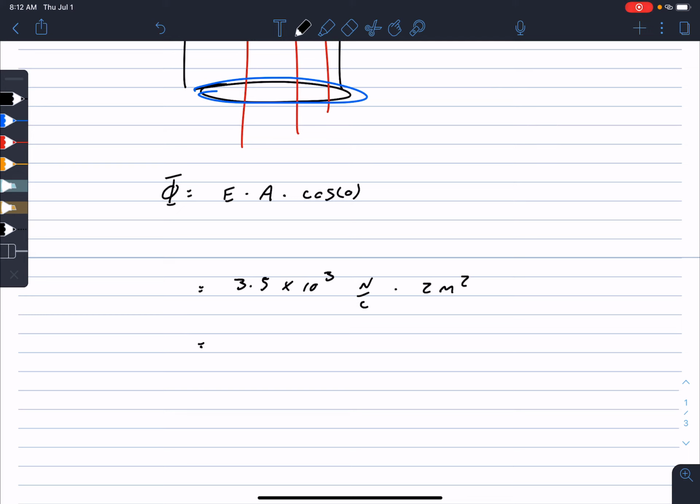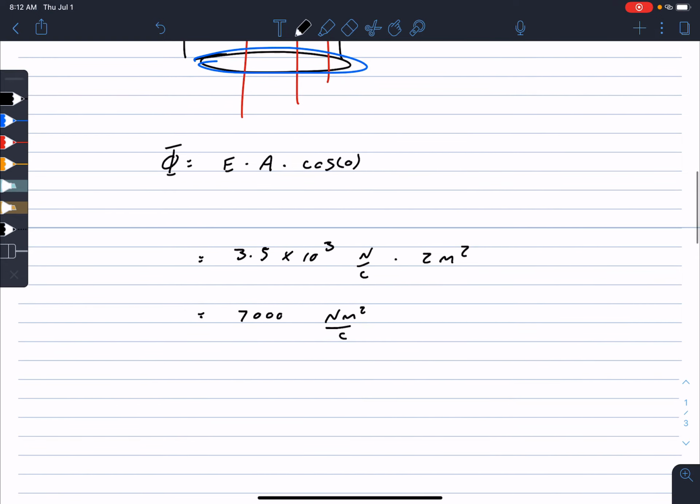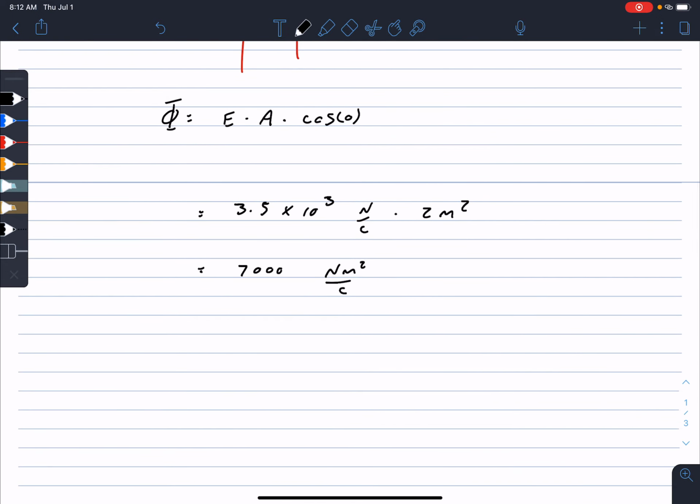And let's see, plug that in. What do we get? 3.5 e to the 3 times 2, 7,000 newton meters squared per coulomb. That's what I got.